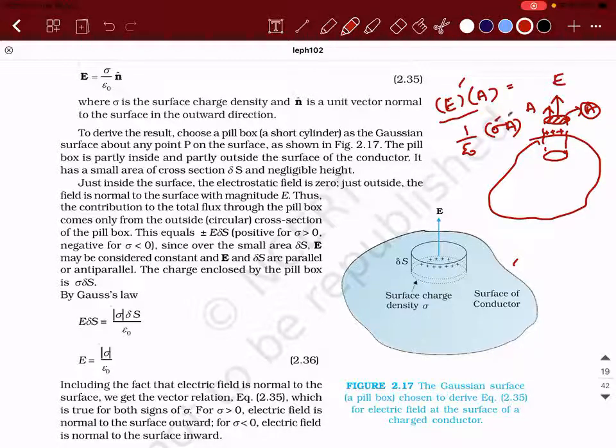So when I do that, sigma into, it's not area of cross section, it is any area which you're taking. So sigma into A, then A and A are going to get cancelled. What is it you're left with? E is equal to sigma by epsilon naught in terms of magnitude. If I have to give a direction to it, sigma by epsilon naught times n cap. That's which one? 1 by epsilon naught times the charge enclosed. Are you clear with the charge enclosed? So what is the charge enclosed here? Okay, good. So the only difference is I used A; in your textbook, they use delta S. That's it.